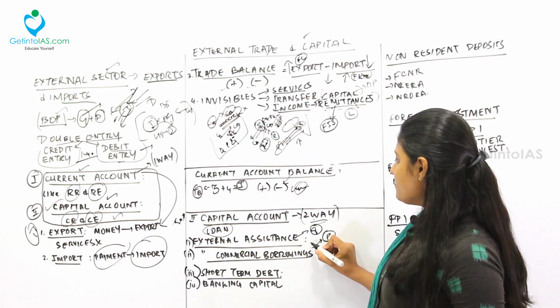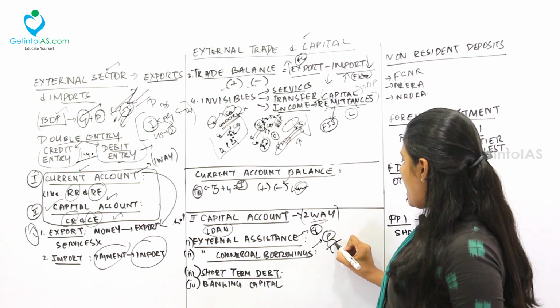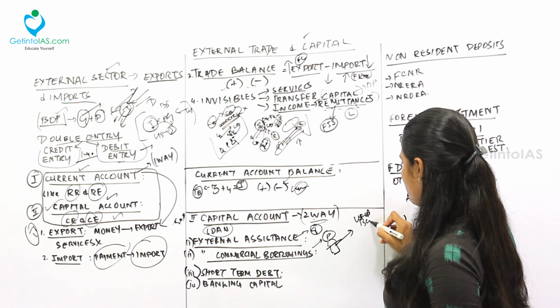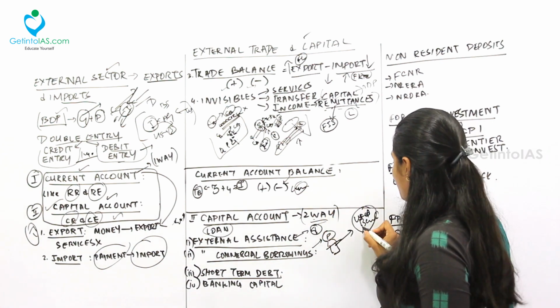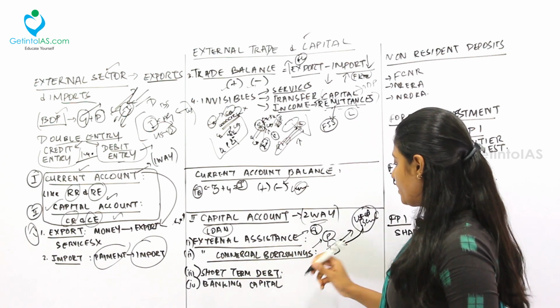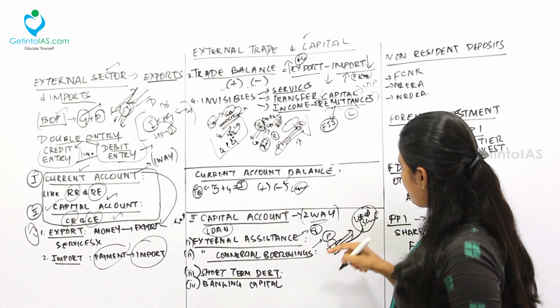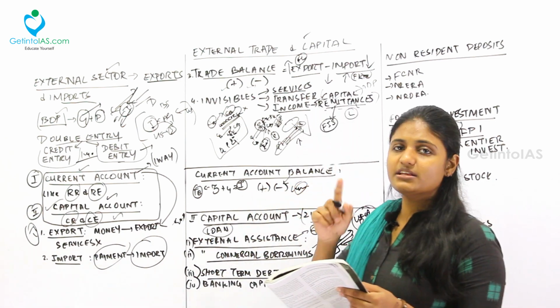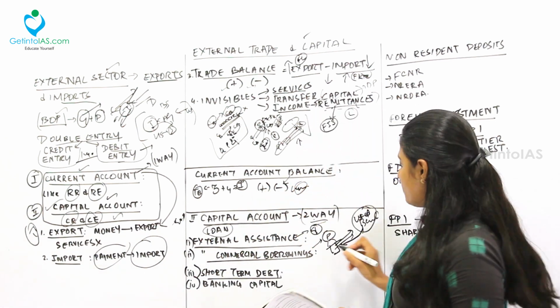For example, I have a company in India, so I may get a loan from a US bank. This loan is lent to me by the US bank. So this comes under what? External commercial borrowing. I have to repay this loan back to that country's bank, right? And normally the maturity period of this loan is 3 years.